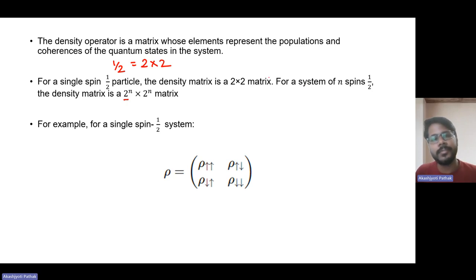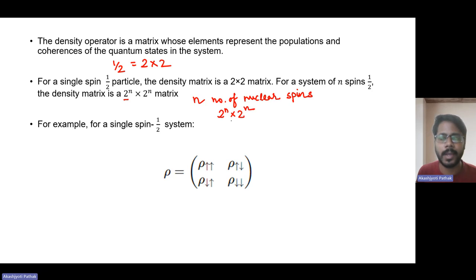Now similarly, if there are n number of nuclear spins, what will we get? What will be the density operator? The density operator will be 2 to the power n into 2 to the power n.